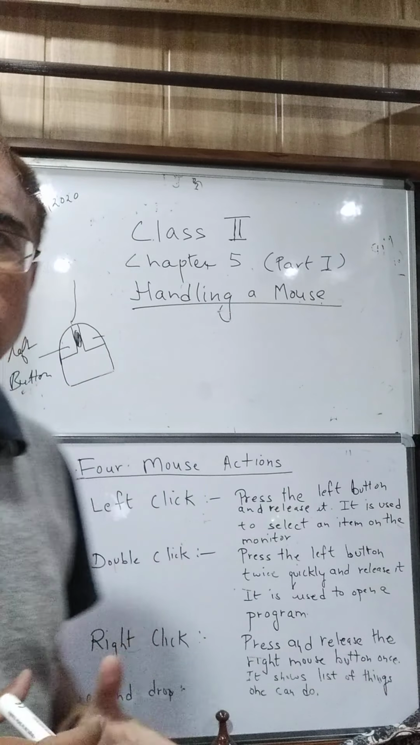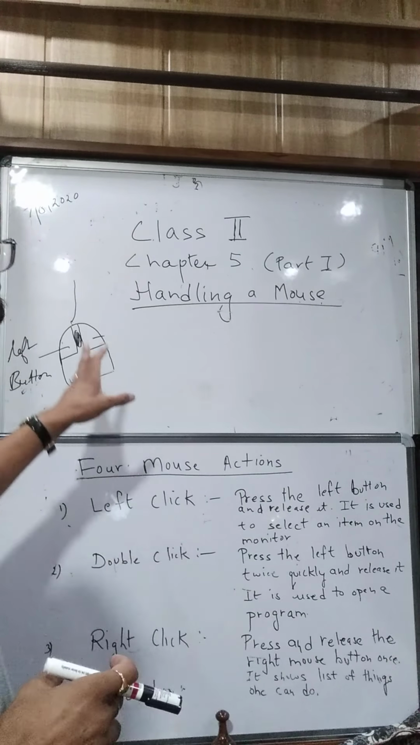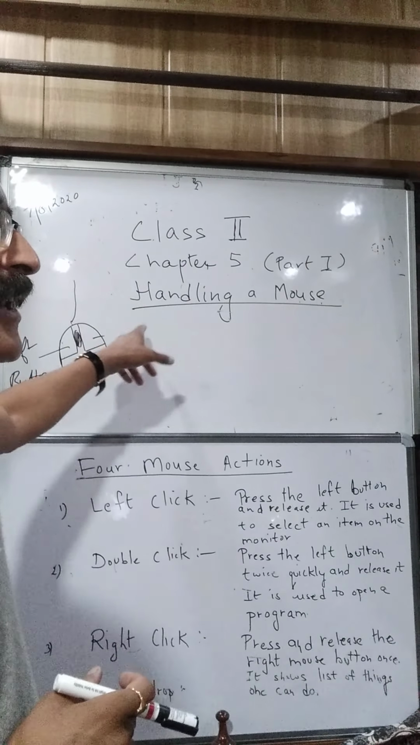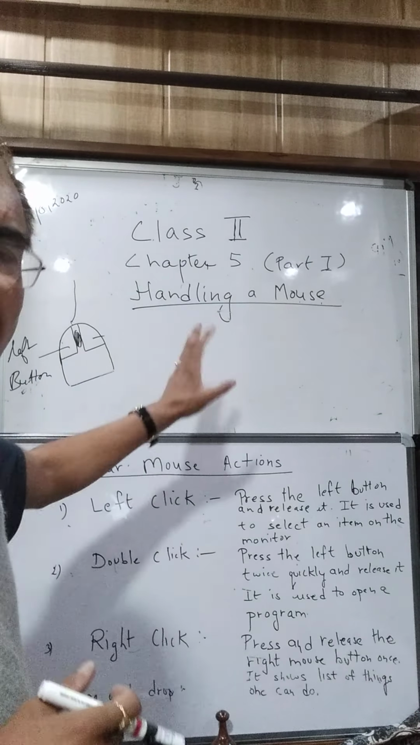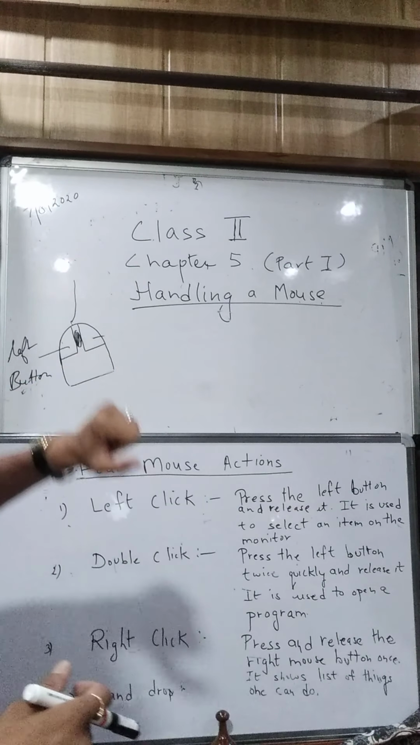Now, what is a mouse? A mouse is a pointing device. When I say mouse, I'm talking about a computer mouse. It's a pointing device, which means you can select an item, like an icon on the desktop, and open it. So you have to select an item. That's why it's called a pointing device.